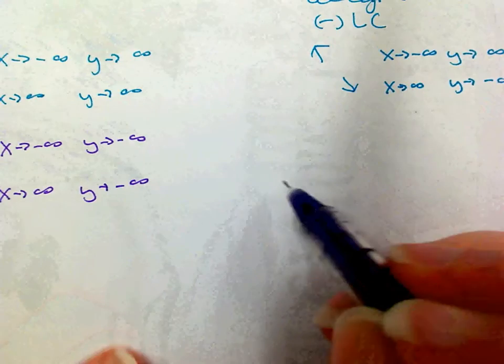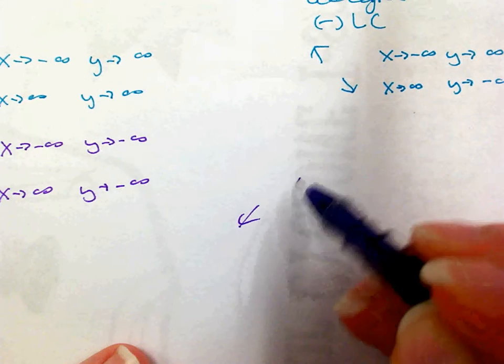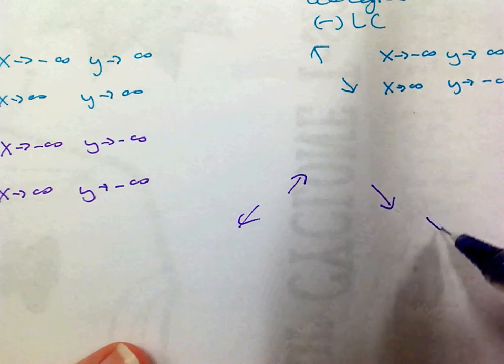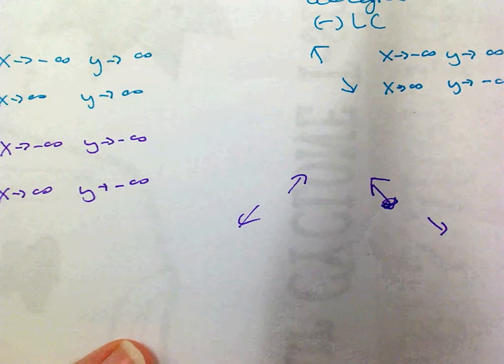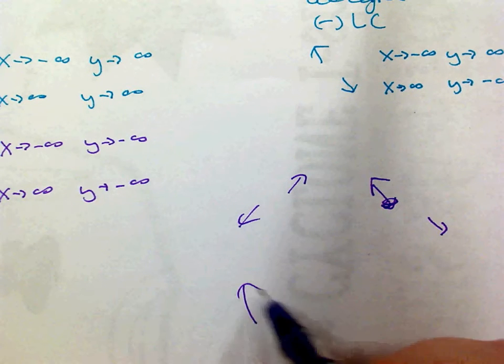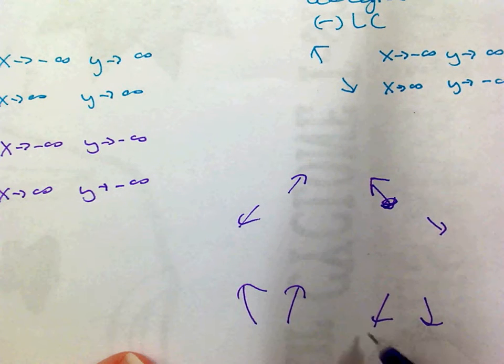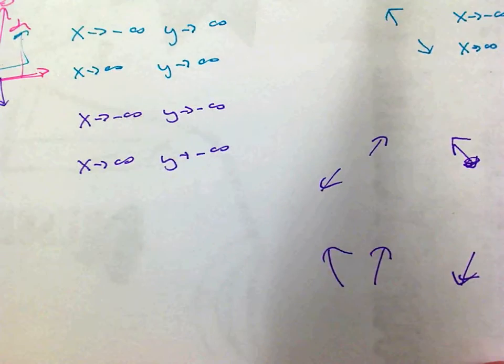So you really only have 4 options. If it's odd, it's either going up or it's going down. If you're even, then you go up, up, or you go down, down, if you have a negative coefficient. Okay? So, looking at this problem right here.